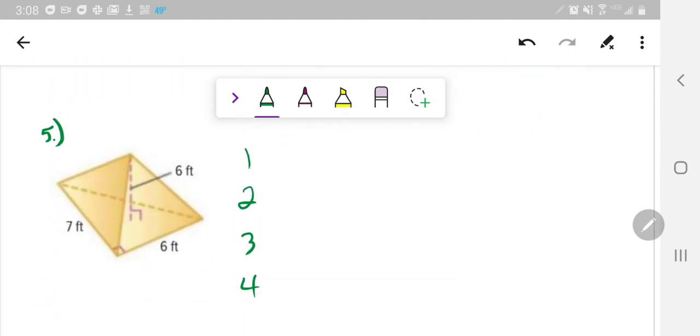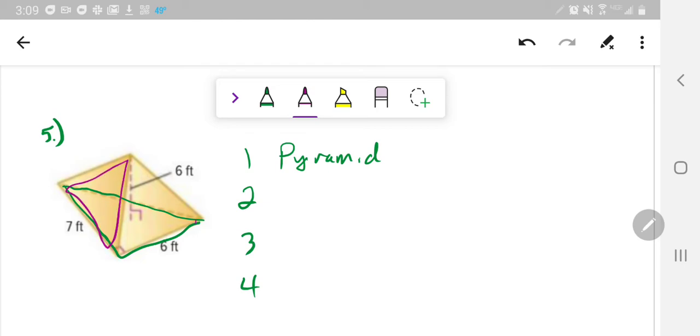Next shape. Let's name it. Do we see any parallel faces? I do not. So I know that this is going to be a pyramid because it has a base here, and then the other shapes that go up to the point are all triangles. Those triangles all meet up at that point right there.